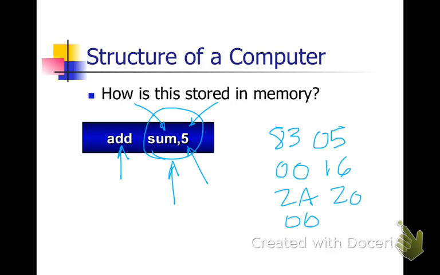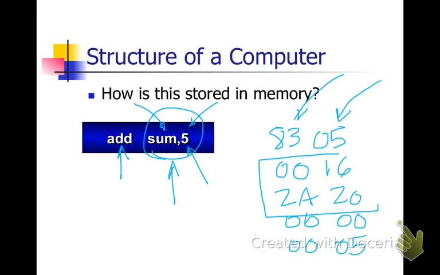And then finally, I've got to have that immediate value stored. So here I will say this. Okay, so this is my opcode. This tells me information about how I'm addressing my operands. This is the address or displacement for sum, and then this was my immediate value. If I look at it in memory, that's what it looks like. If I look at it as a machine, it looks like all of that in binary.